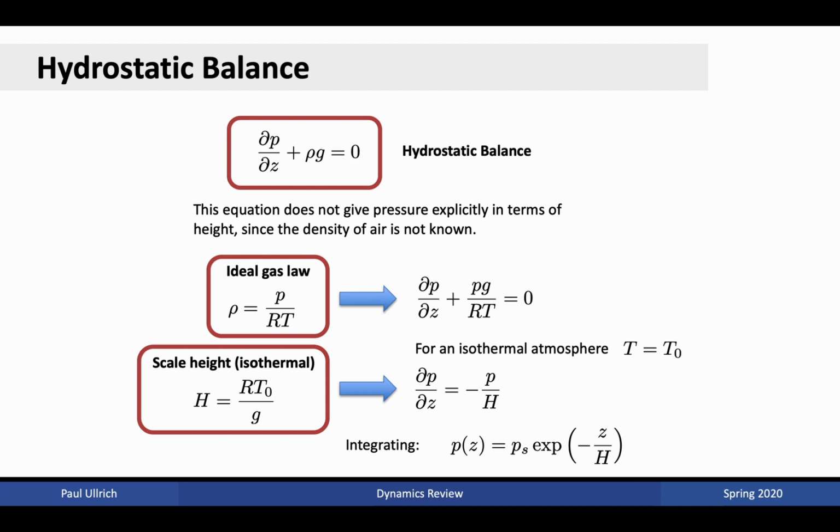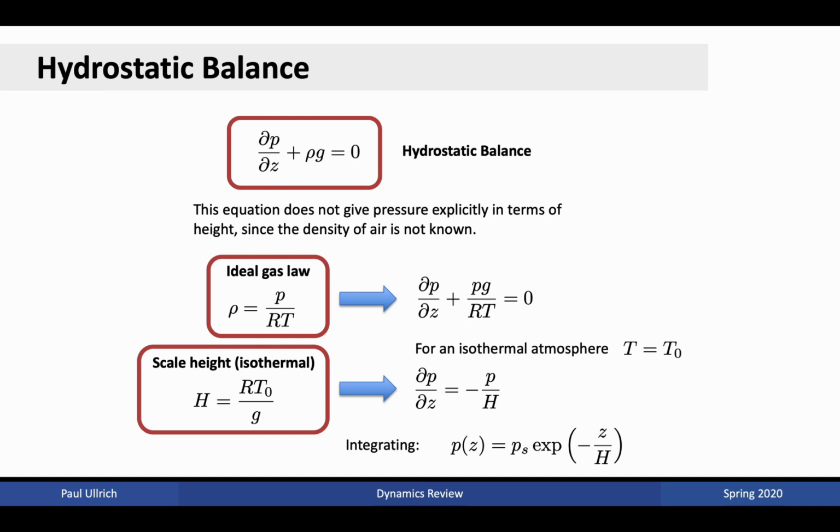Again, we can use the ideal gas law to reduce the hydrostatic balance equation to a functional relation between pressure and the vertical temperature profile. Taking the ideal gas law and plugging it into the hydrostatic balance equation gives us this expression: dP/dz + Pg/RT = 0. Thus, if temperature is specified, we can exactly integrate this equation.